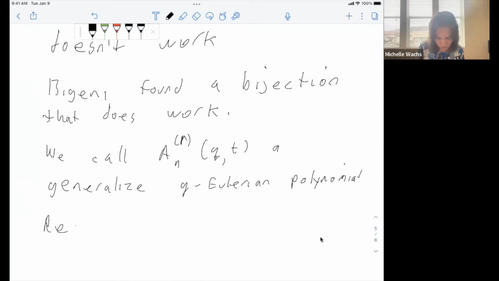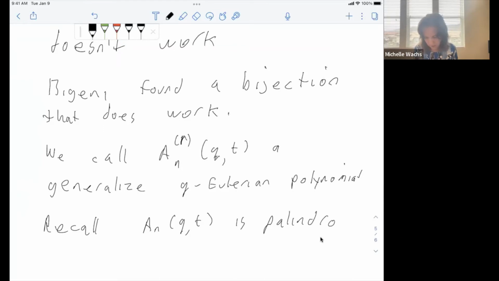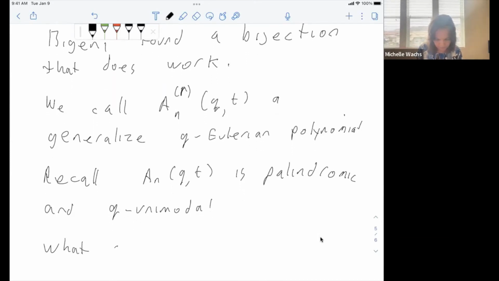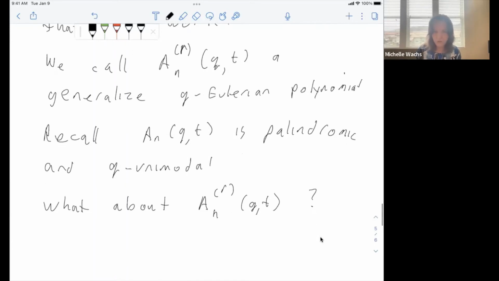So let's recall from lecture 1 again that A_n(q,t), which is the same as A with a 2 there, is palindromic, just like the Eulerian polynomials, and q-unimodal. So the difference of coefficients as a polynomial in t is going to be a polynomial in q, and we're saying that the coefficients of that difference polynomial are positive, making it q-unimodal. So what about A_{n,R}(q,t)?